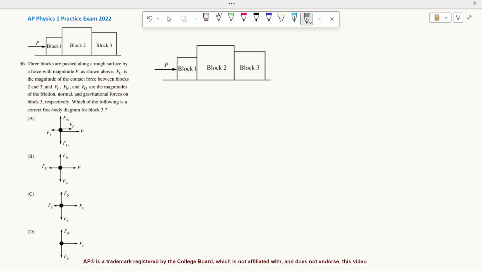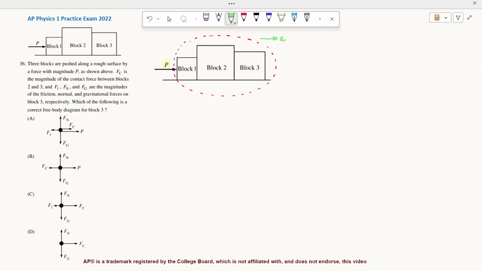This question is about dynamics. You see three blocks attached side by side and an external force named P applied on the system of blocks. Now this force P is directly applied on block 1, but overall the whole system is accelerating, so all the blocks have the same acceleration without any doubt. And why do they have the same acceleration?